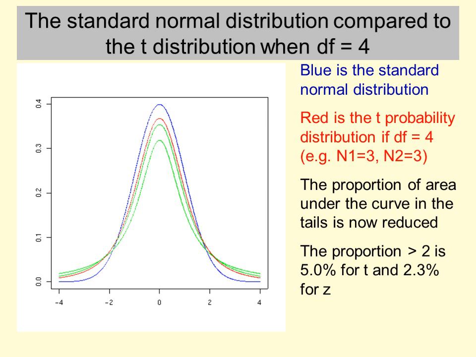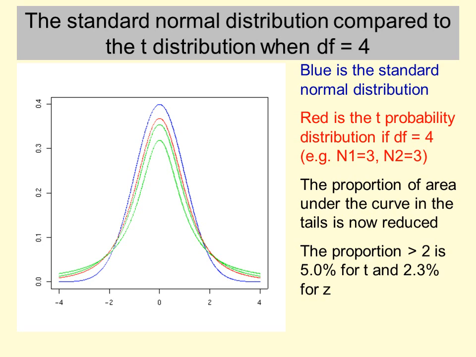That's a sort of intuitive version of it. Of course, 4 degrees of freedom is still a very small amount. If we looked at the case where the degrees of freedom was about 20, then the blue and red distributions for the standard normal distribution and the t distribution would be looking fairly similar, and the percentage of the area under the curve that was greater than 2 would be getting fairly similar.